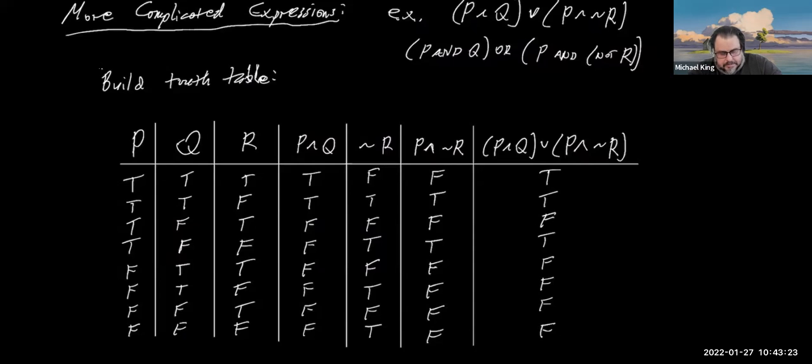Cool. Is that what other people got? Awesome. That's funny because I usually expect ORs to have more trues in them, but I think you're right: down here this is all falses, and these last four are all false, and these last four are all false. So that makes those all false, and then we also get a false here.